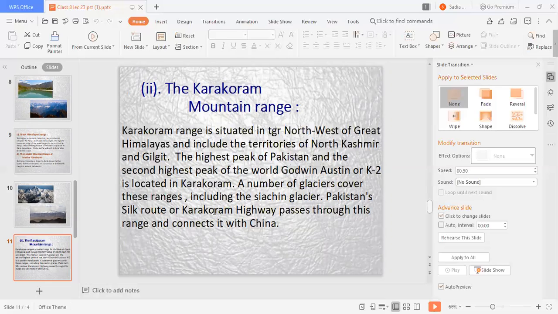So there are two major things which you have to underline. First of all, the highest peak of Pakistan and the second highest peak of the world, K2, which is located in the Karakoram.